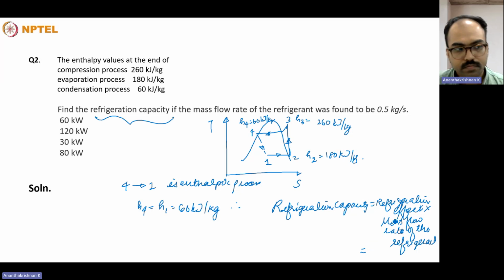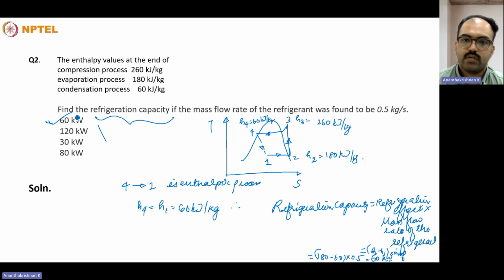So this will be equal to the refrigeration effect, which is H2 minus H1, into the mass flow rate of the refrigerant. That will be equal to 180 minus 60 into 0.5. So this will give 120 into 0.5, so it will be 60 kilowatt. So the answer is the first one.